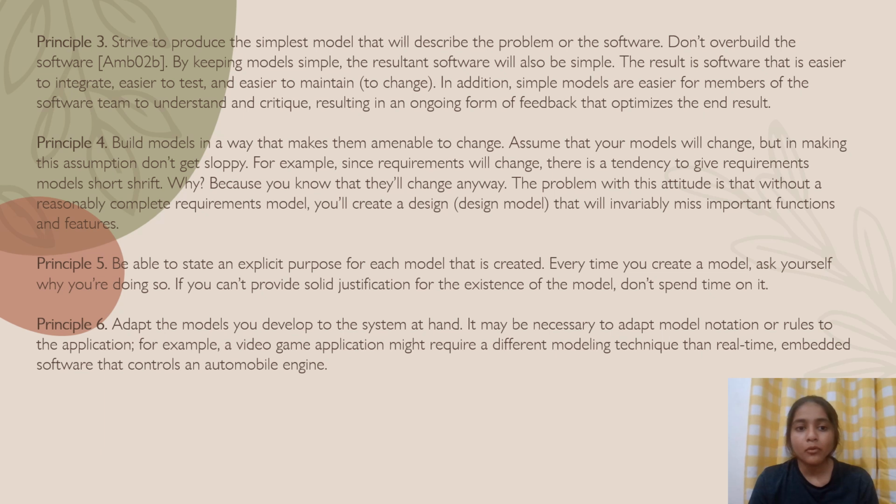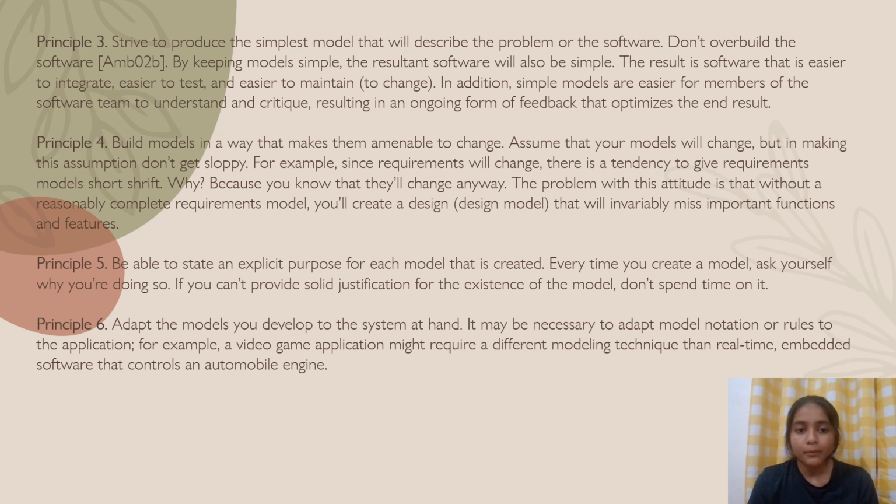Principle 4. Build models in a way that makes them amenable to change. Assume that your model will change, but in making that assumption, do not get sloppy. For example, since requirements will change, there is a tendency to give requirement models short shrift. Why? Because you know that they will be changed anyway. The problem with this attitude is that without a reasonably complete requirement model, you will create a design that will invariably miss important functions and features.